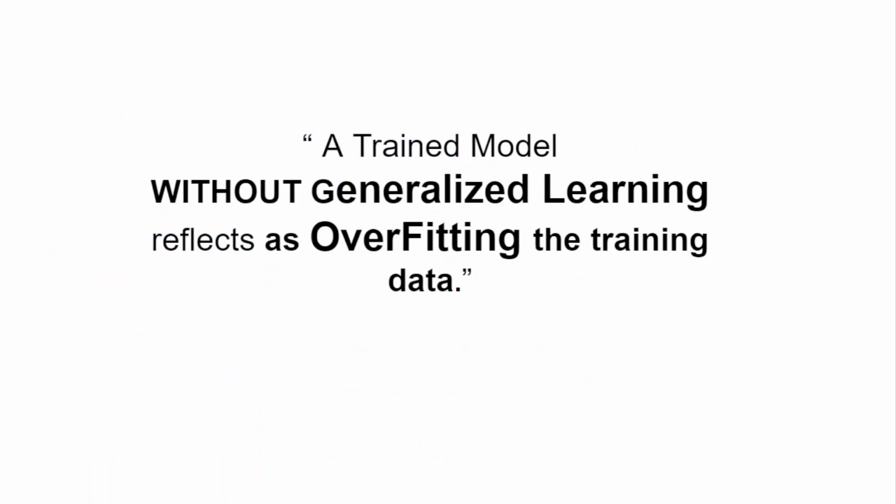Another important fact here is we can train any model. A trained model without generalized learning is going to reflect to us, when we look at the performance numbers, how poorly it is fitting to the training data. Generally, what we call is overfitting to the training data. Underfitting is less mentioned, but the truth is, when you look at the performance numbers without generalization, you're looking at something that is definitely overfitting or underfitting the training data.